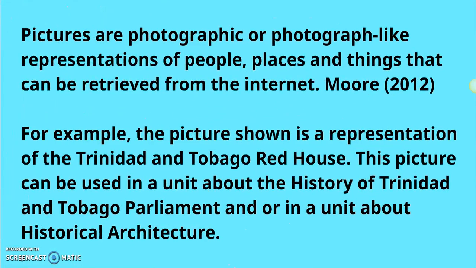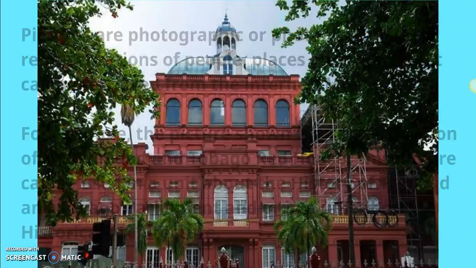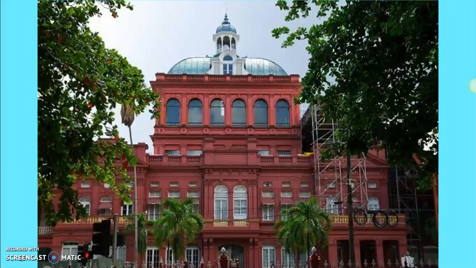Pictures are photographs or photo-like representations of people, places, and things that can be retrieved from the internet. For example, the picture shown is a representation of the Trinidad and Tobago Red House. The picture can be used in a unit about the history of the Trinidad and Tobago Parliament and/or in a unit about historical architecture.